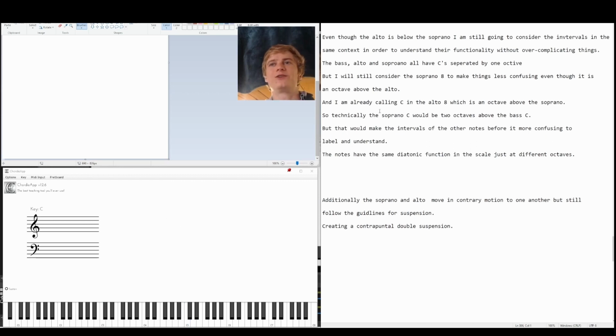So just kind of talk about that a little more. I'm already calling C in the alto 8, which is an octave above the soprano, okay? So technically, the soprano C would be 2 octaves above this bass C. But that would make the intervals of the other notes that we're using before all of this a lot more confusing to label and understand. The notes have the same diatonic function in the scale, they're just different octaves. Additionally, the soprano and the alto move in contrary motion to each other but still follow the guidelines for suspension. This creates a contrapuntal double suspension.